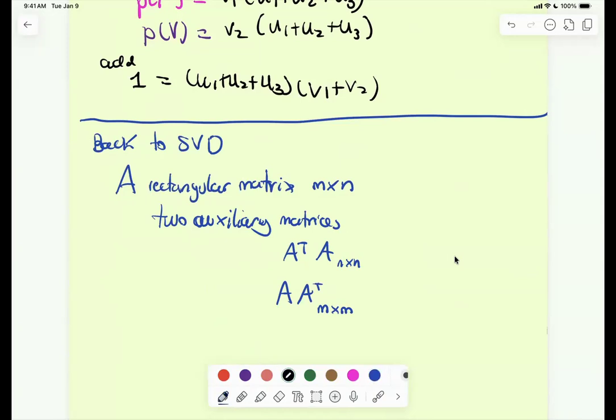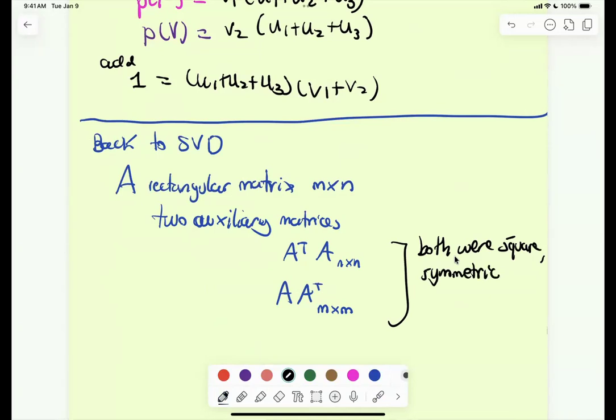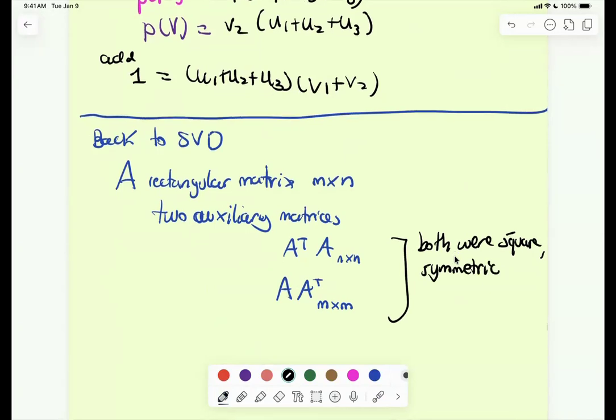The nice thing about them is that both were square and symmetric, as you can see, because it uses a transpose, and they had the same eigenvalues, and their eigenvalues were non-negative.